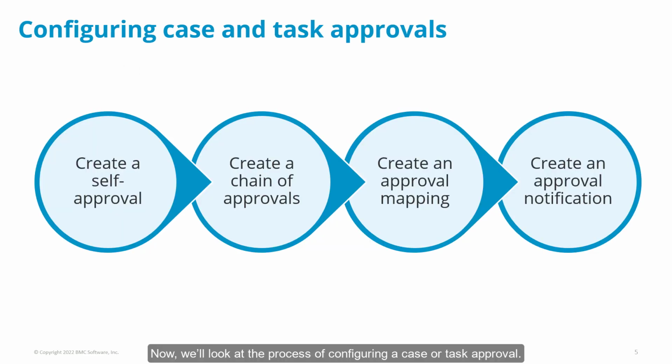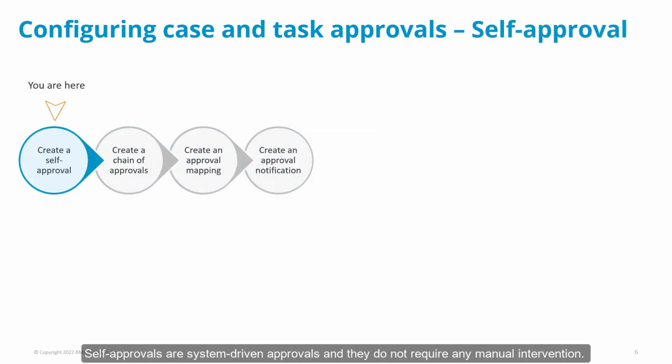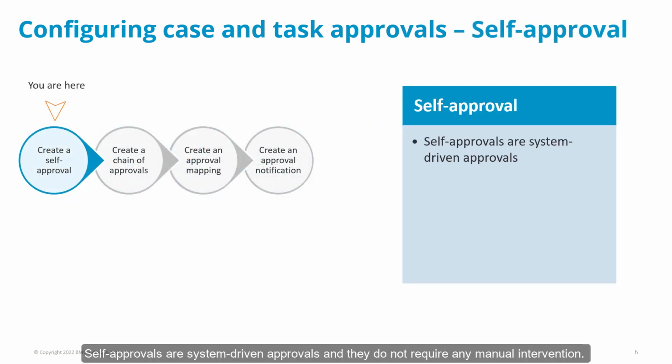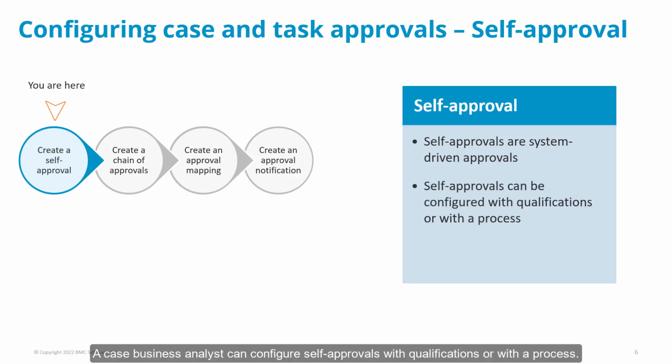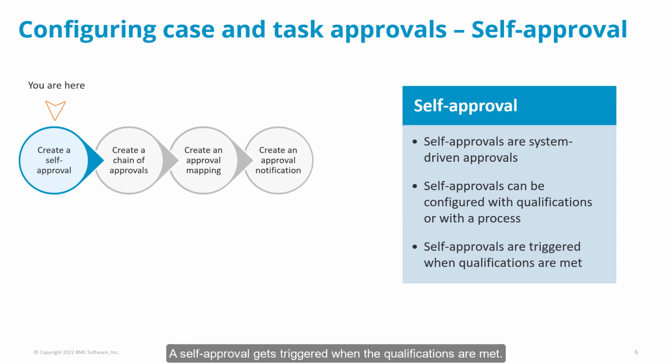Now we'll look at the process of configuring a case or task approval. Self-approvals are system-driven approvals and they do not require any manual intervention. A case business analyst can configure self-approvals with qualifications or with a process. A self-approval gets triggered when the qualifications are met.